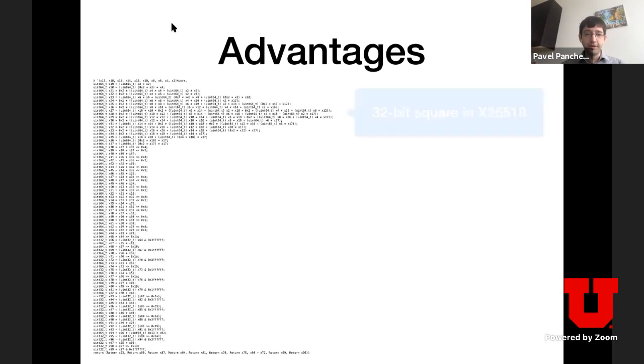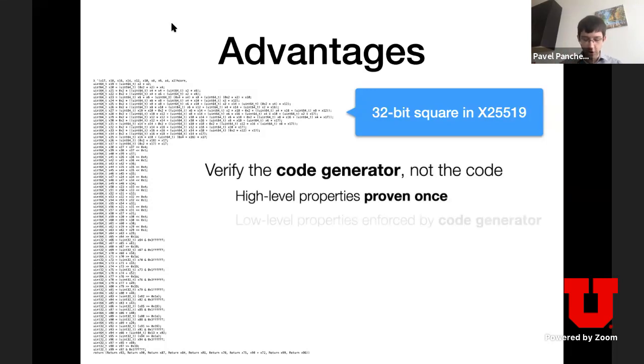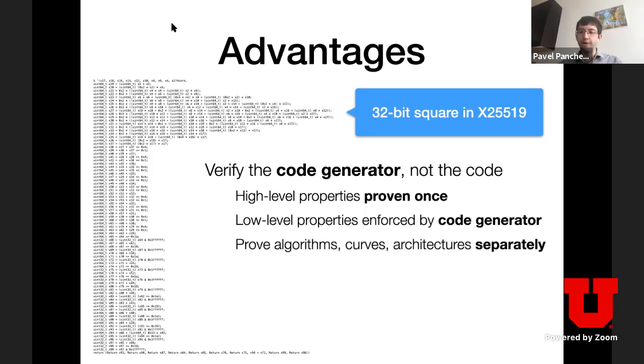Good. So why do we want to do this sort of big pipeline kind of approach? Well, basically, we can generate code like this. This is a square function on a 64-bit architecture, it looks like, for the X25519 curve. And we can generate all of this code from the high-level properties that we've proven a single time, and then convert it into low-level code with a code generator that we can also verify correct.